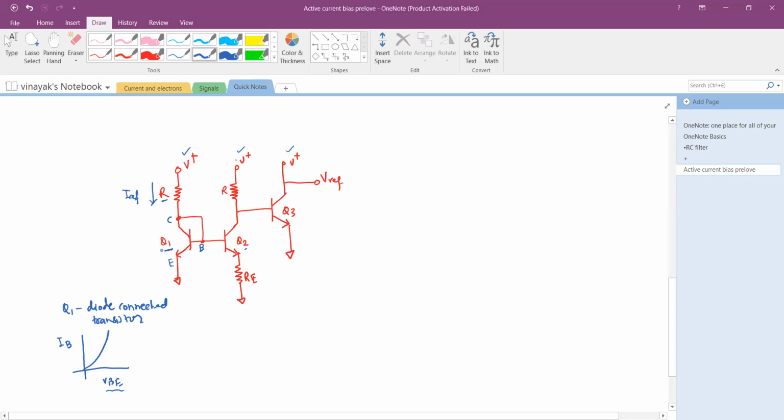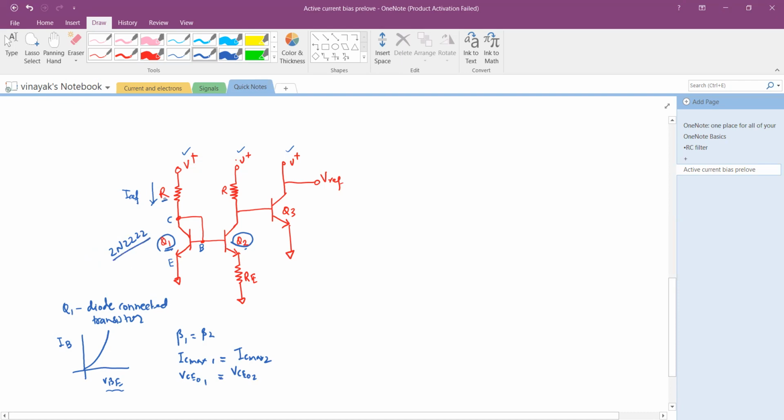Now we said that Q1 and Q2 are exactly the same. It means their beta values, the DC current gains, are the same. Their IC max and VCEO ratings are the same, VCEO1 and VCEO2, IC max 1 and IC max 2. They are equal, and they are from the same manufacturer, same type. So Q1 and Q2 are both of the same value, same type.